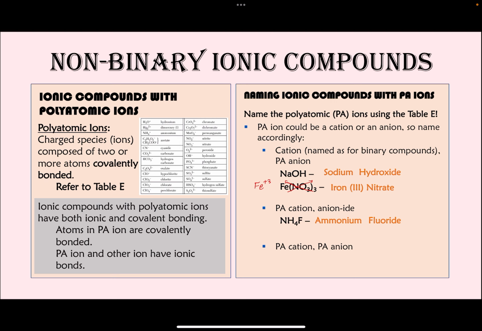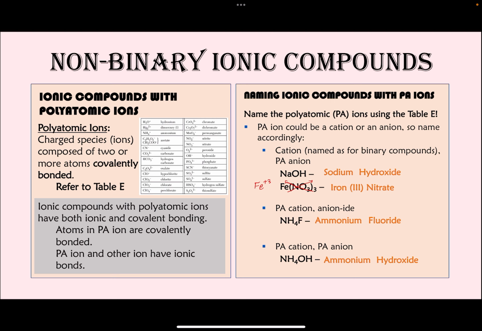And sometimes you can also have a compound that has a polyatomic cation and a polyatomic anion. So in that case, you're just going to use your table E to name both of them. So NH4 in this case will be ammonium, and OH is hydroxide. So that is ammonium hydroxide.